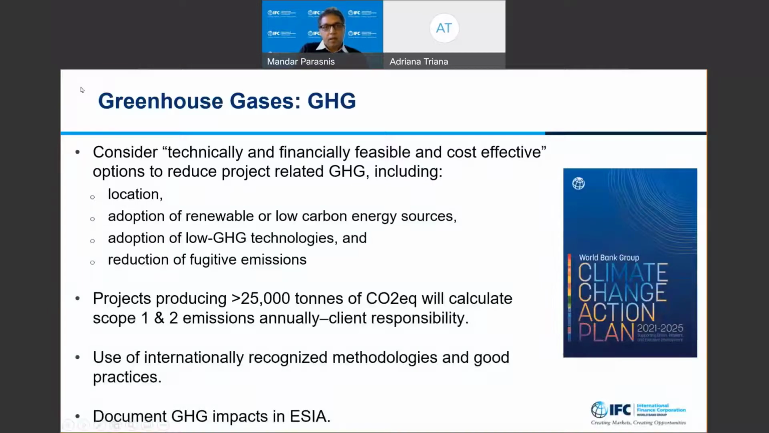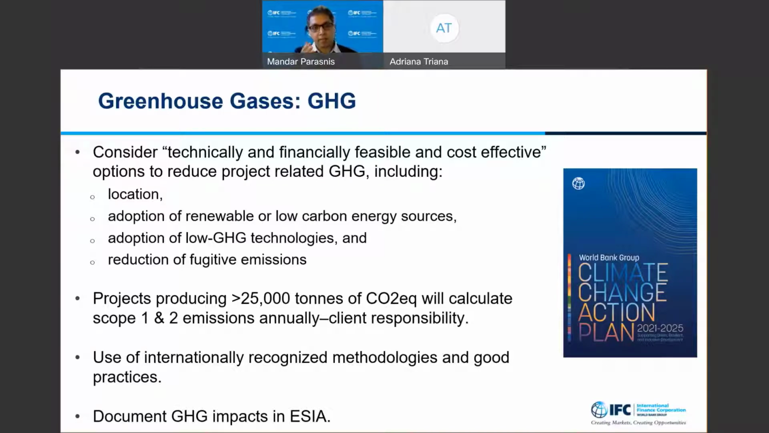ground as possible. Speaking about greenhouse gases, I think the timing for this session is so perfect. As you all know, this Sunday COP26 is starting, and climate change is again on the global radar like never before. So PS3 is the only performance standard that actually tries to look at this greenhouse gas emission and climate change issue, that provides us the tool to handle it.